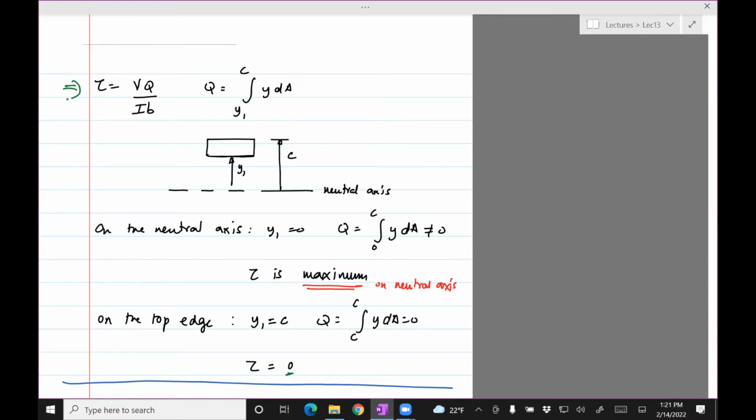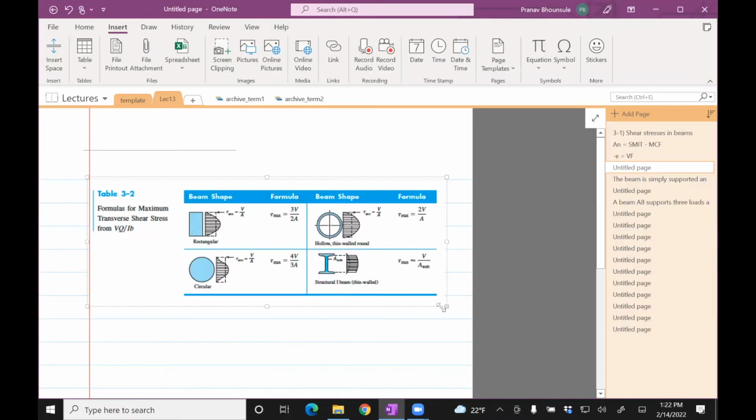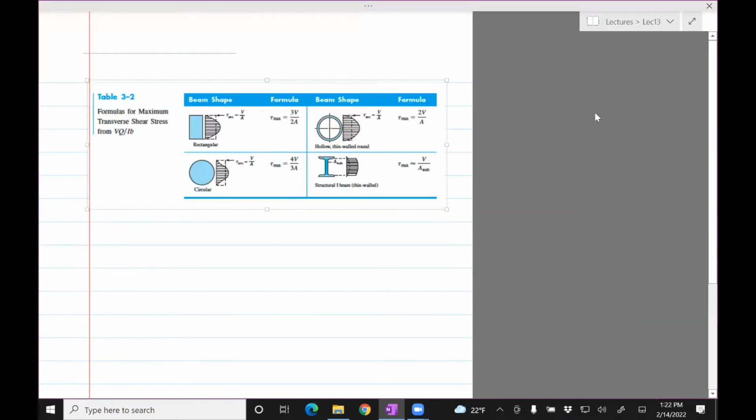I'm not going to go through the derivation of these things, but there is a table in the book. It basically gives you the values for the maximum stress and average stress. If you have, for example, a rectangular section, then it shows you how the shape of the transverse shear stress would be. It's maximum at the middle and then tapers down and goes to zero at the edges.